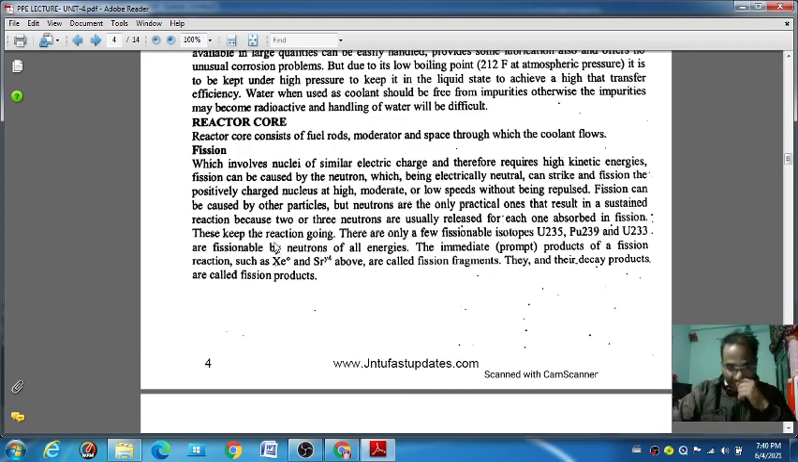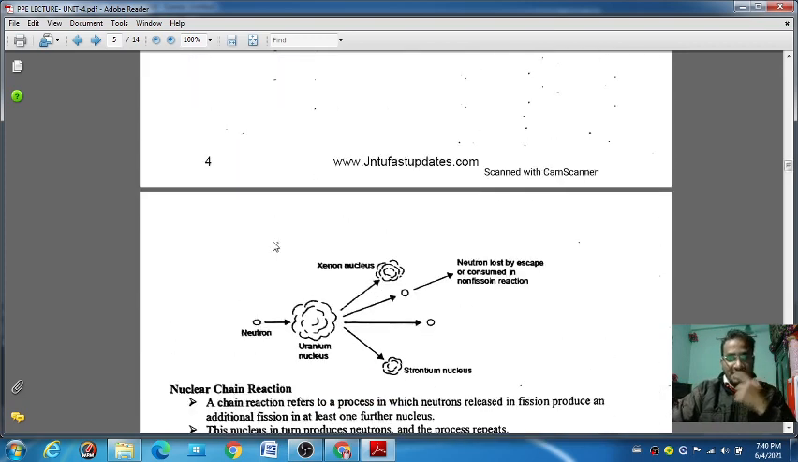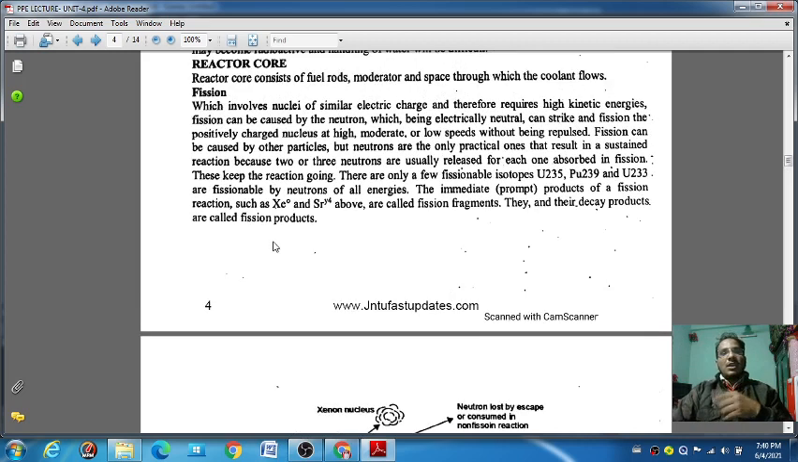Okay, fission. About fission, it is one type of reaction which involves nuclei of similar electric charge, and therefore requires high kinetic energy. Without electric charge or high kinetic energy, the reactor will not run. With the help of electric energy, the reactor will run. So remember, for performing any task in that reactor, you have to supply electric energy.